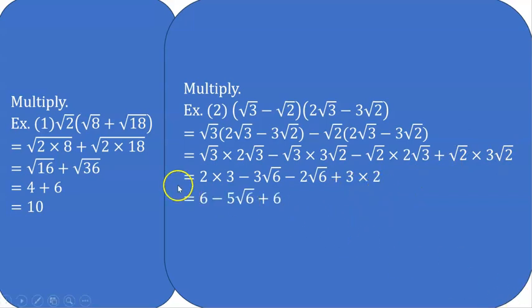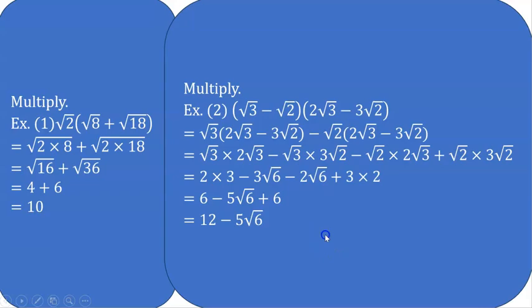Next simplification: 2 into 3 is 6, minus 3 root 6, minus 2 root 6, plus 3 into 2, you will get 6. 6 plus 6 is 12, so the answer is 12 minus 5 root 6.